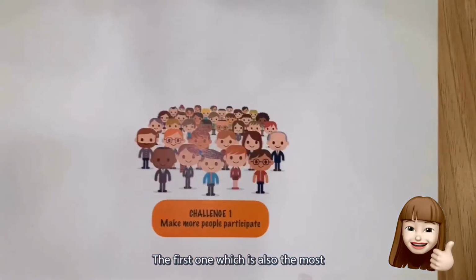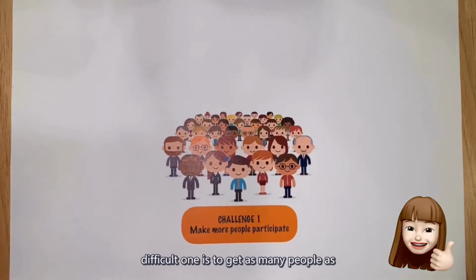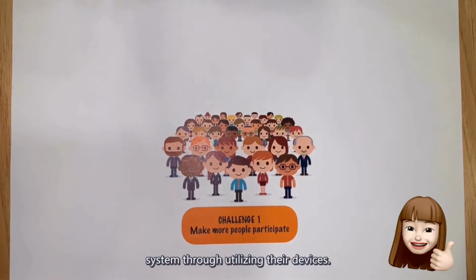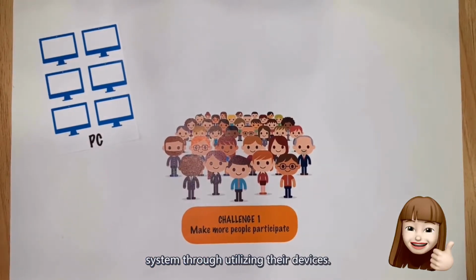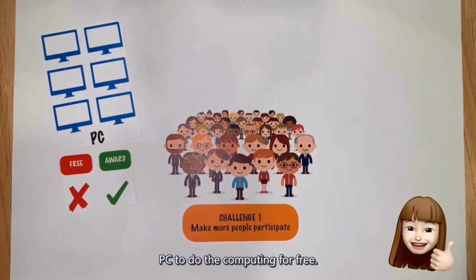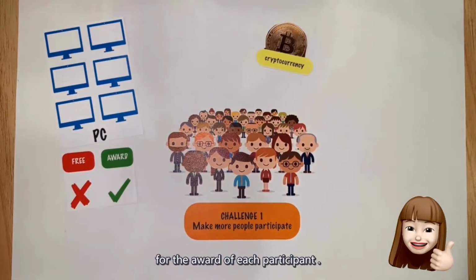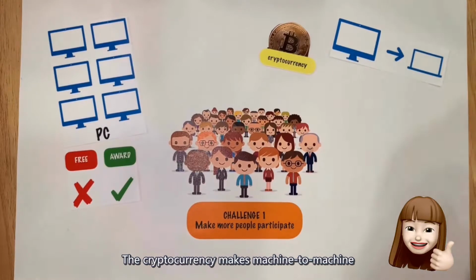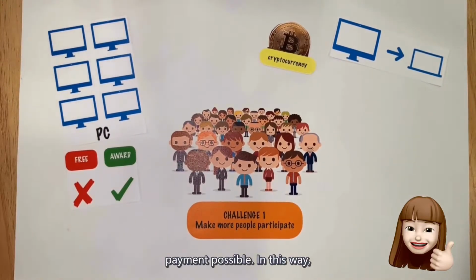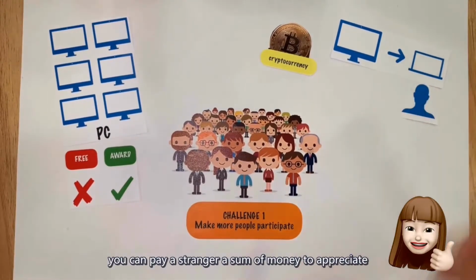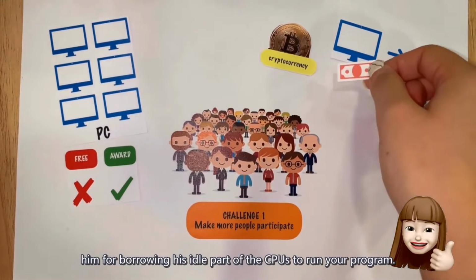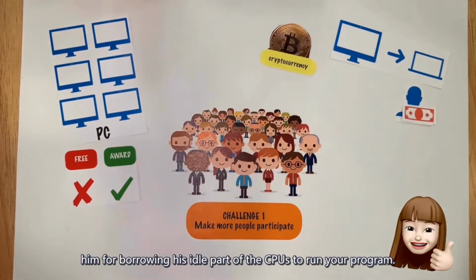The first one, which is also the most difficult, is to get as many people as possible involved in the whole distributed system by utilizing their devices. And no one is willing to provide their PC to do the computing for free. For this reason, cryptocurrency was born to reward each participant. Cryptocurrency makes machine-to-machine payment possible. In this way, you can pay a stranger a sum of money to thank him for lending his idle CPUs to run your program.